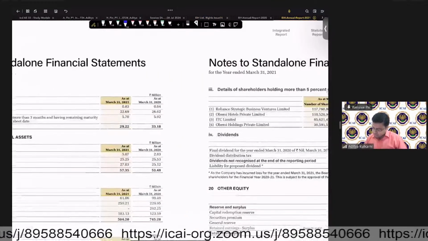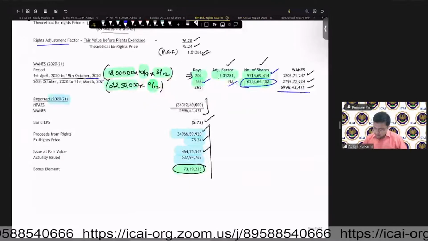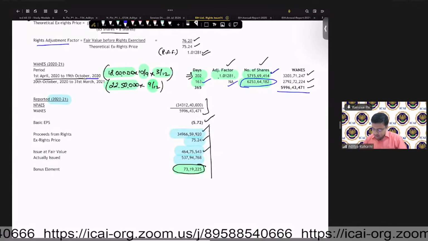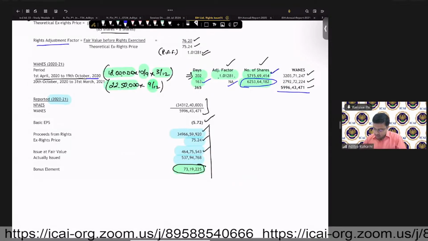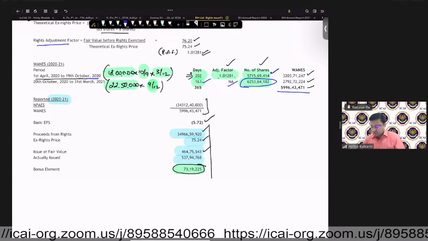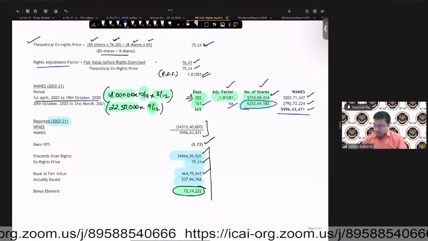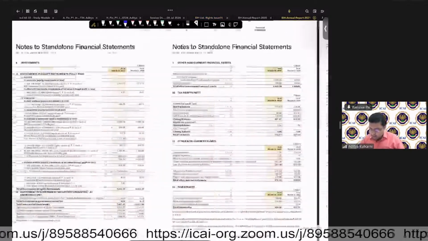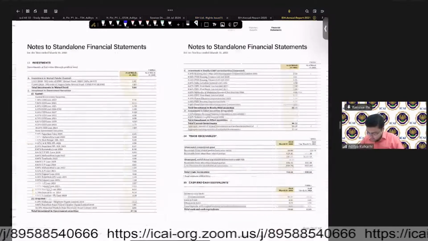Now, let us look at the EPS calculation. Very simple. Reported EPS for 2021 is going to be net profit attributable to equity shareholders divided by the weighted average number of shares. So your basic EPS is going to be negative 5.72. Is it matching my EPS numbers which are reported? Answer is yes.